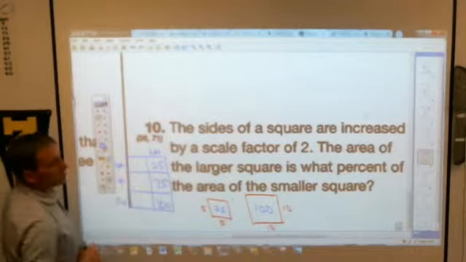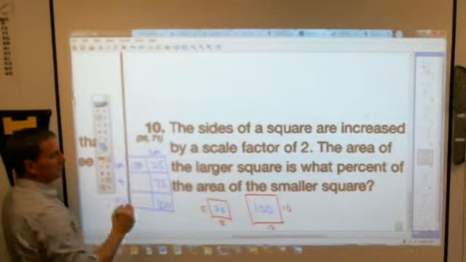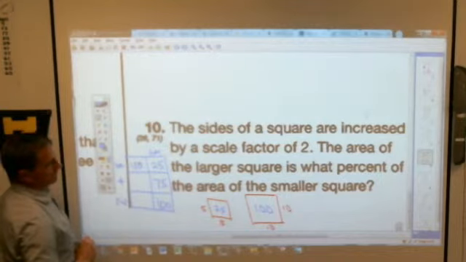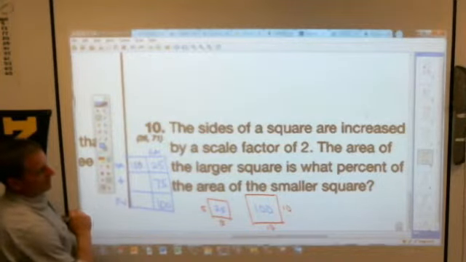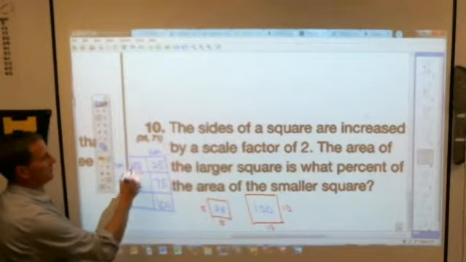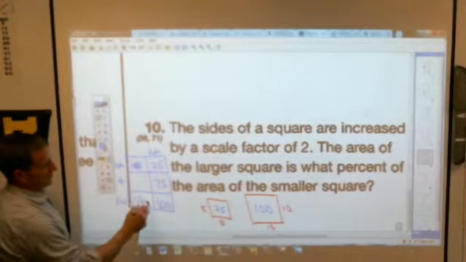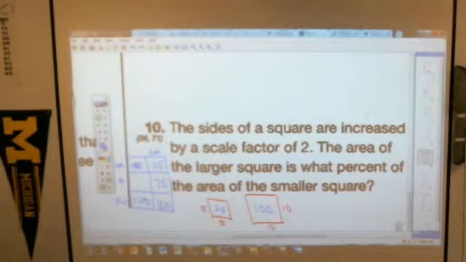My original percent always starts out being 100%. Wait, no, that's not what this is asking. Does it say how much increased it is? No, it's what percent of the smaller square. It doesn't say what increase it is. So this plus this would give me 100. Was the answer what percent of the area?